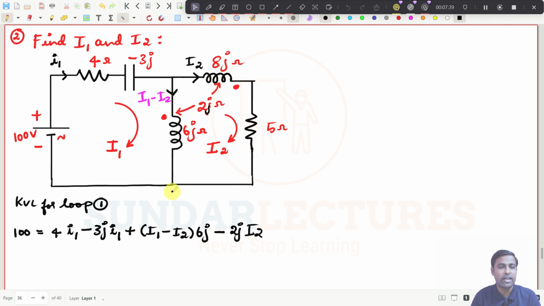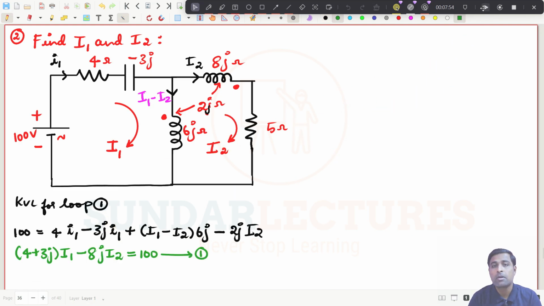So now that's all, right? I have completed it, which is equal to 0. I have written this one and this one, so the equation is completed. If I simplify this equation, what will I get? I am getting 4 plus 3J I1 minus 8J I2 is equal to 100. I'm repeatedly telling you, please solve these kind of things yourself. I'm not doing it because of the time. I don't have time for these kind of things.